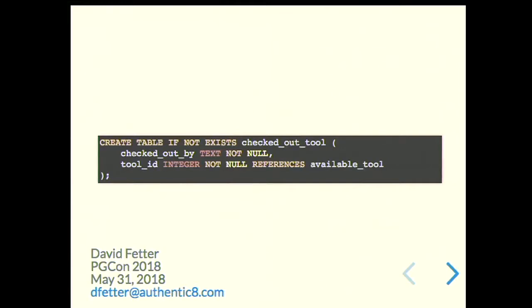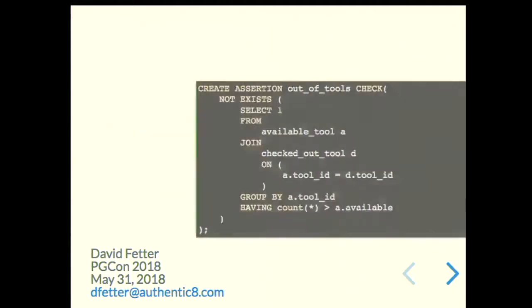So we want to ensure that people can't check out more tools than exist, and we can't reduce the tool inventory when there are more tools checked out than what we're reducing it to, because that doesn't physically make sense. So, and this is how we're going to do it.